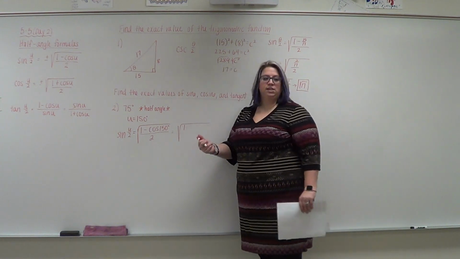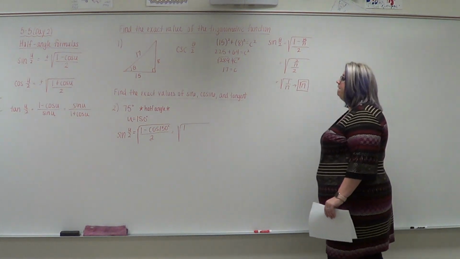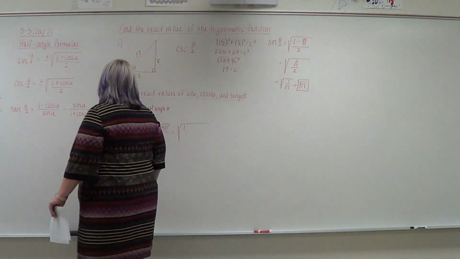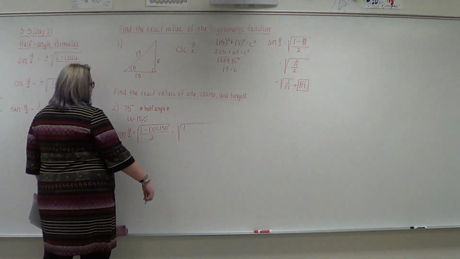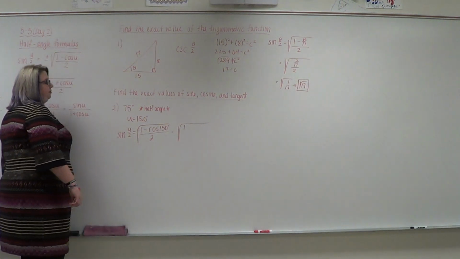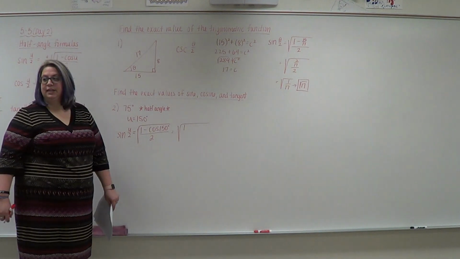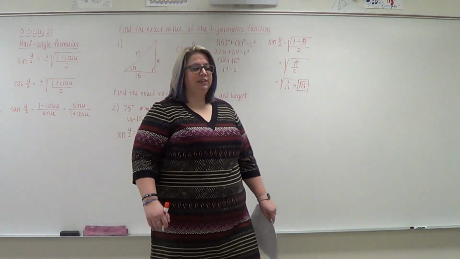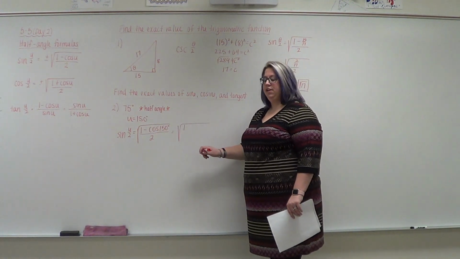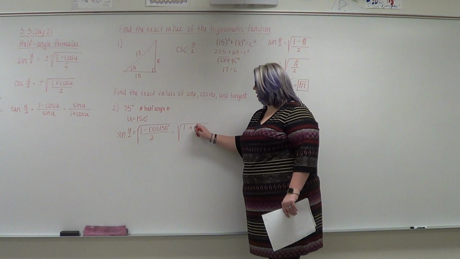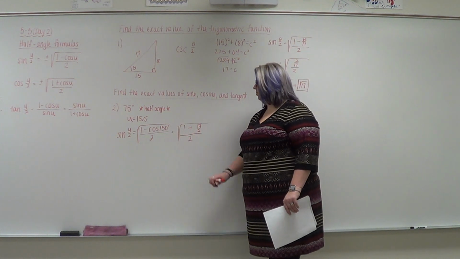Okay, so what is cosine x? So what's the cosine of 150? Anybody tell me? The cosine would be 1/2. No, it's negative square root of 3 over 2. So if I already have a negative, and I have two negatives, that's going to change into a positive. Square root of 3 over 2 divided by 2.